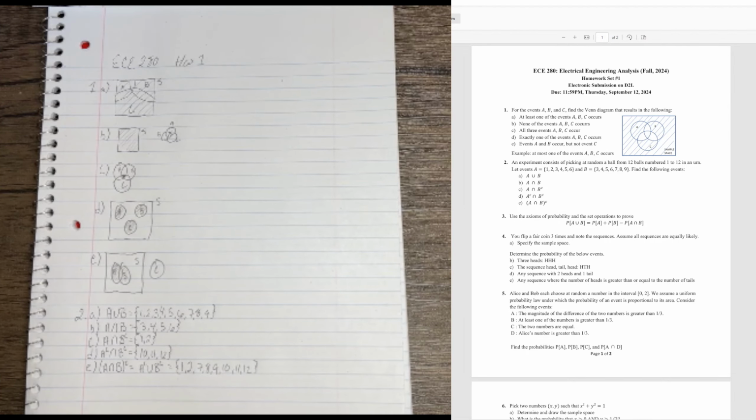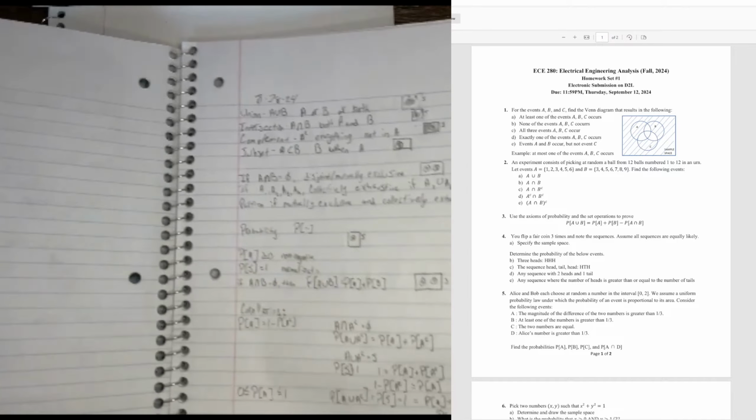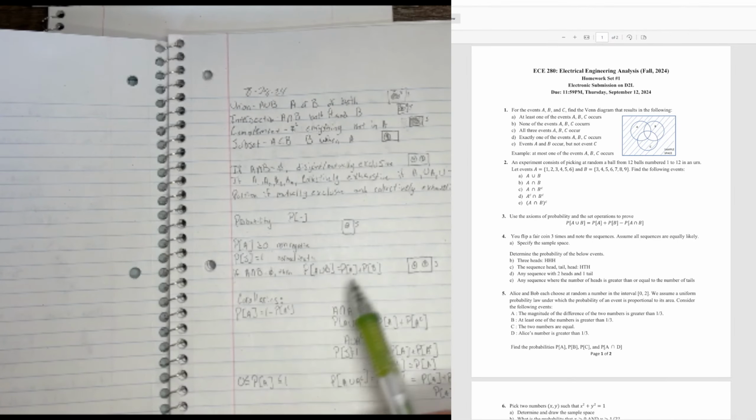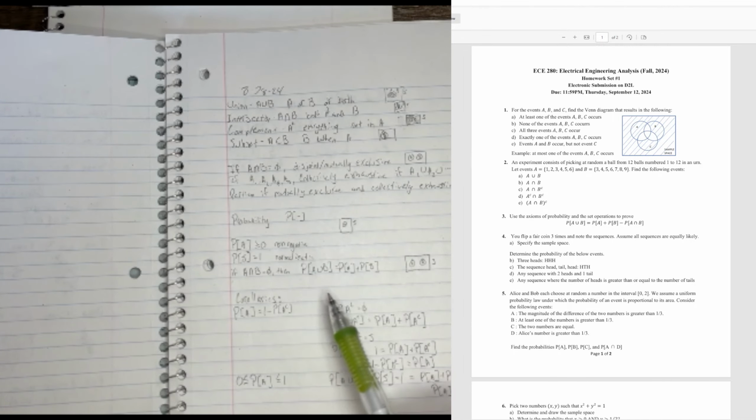Use axioms of probability and set operations to prove. I don't know how to do that one actually. Is it in my notes somewhere? We have this in our notes.